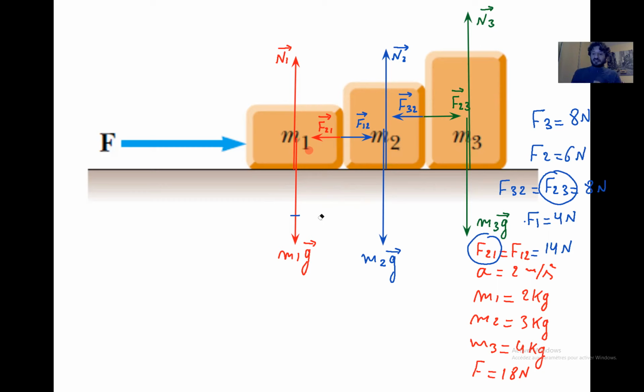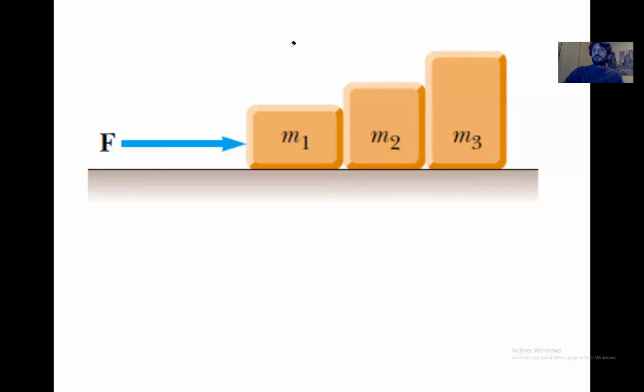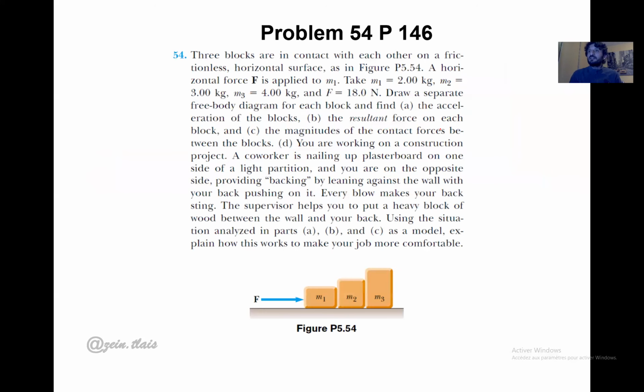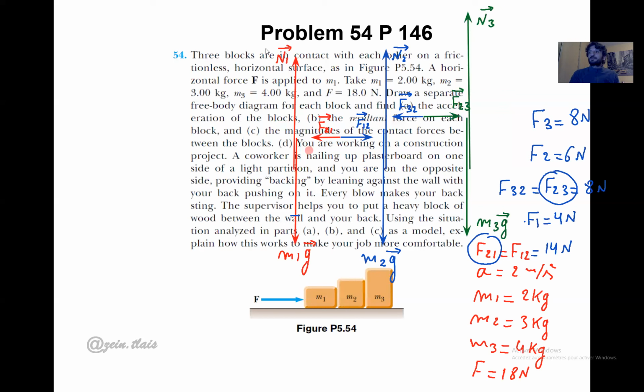Now, next, part C. What we have to calculate: I need to find the magnitude of the contact forces between the blocks. We calculated already this value. So we have to calculate the force applied between the objects. I mean, we have to calculate F12 and F21, F23 and F32, and it's all. We have these values. It's here. F32, F23 equal to 8.